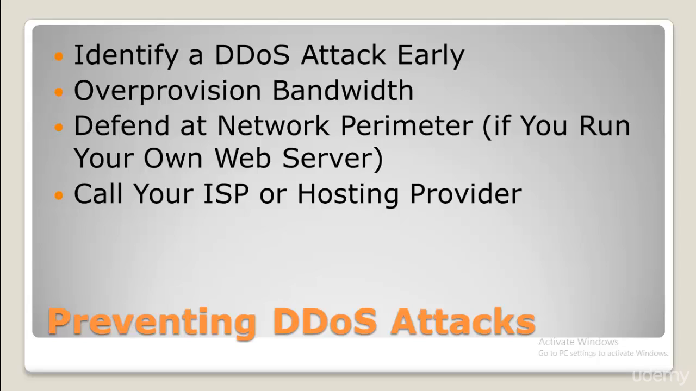And if the attack is large enough, the first thing a hosting company or ISP is likely to do is null route your traffic, which results in packets destined for your web server being dropped before they arrive. It can be very costly for a hosting company to allow a DDoS attack onto their network because it consumes a lot of bandwidth and can affect other customers. So the first thing they might do is black hole the traffic for a while.